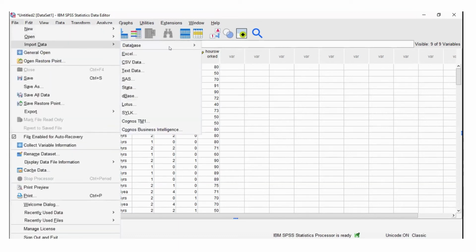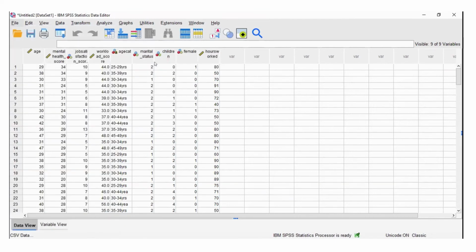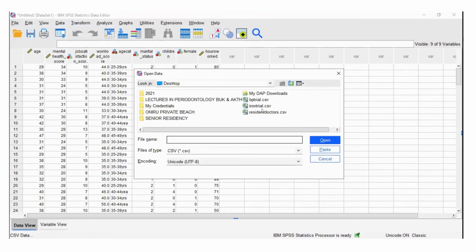Import data. Database. I didn't do it again. Okay, CSV data.